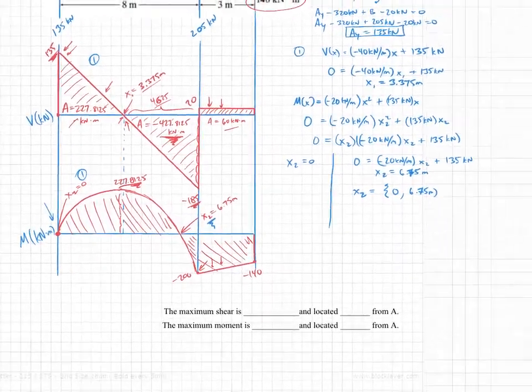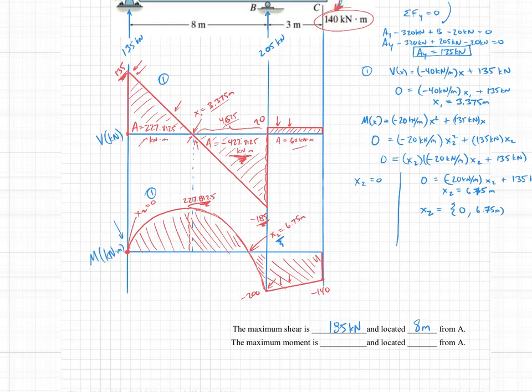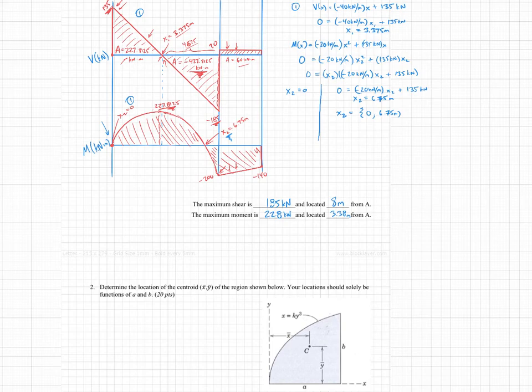Oh, here we go, the maximum shear. In this case, I mean the absolute shear. So maximum shear is 185 kilonewtons, and that is happening 8 meters from A. And the maximum moment looks like it's 228 kilonewtons, and it's located 3.38 meters from A. Okay, cool. All right, let's go on to the next one.